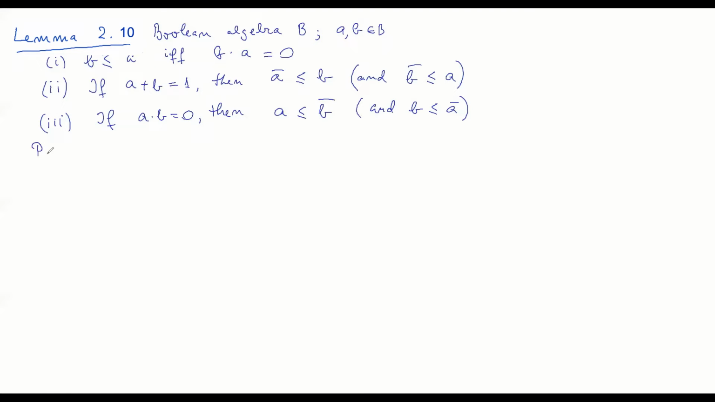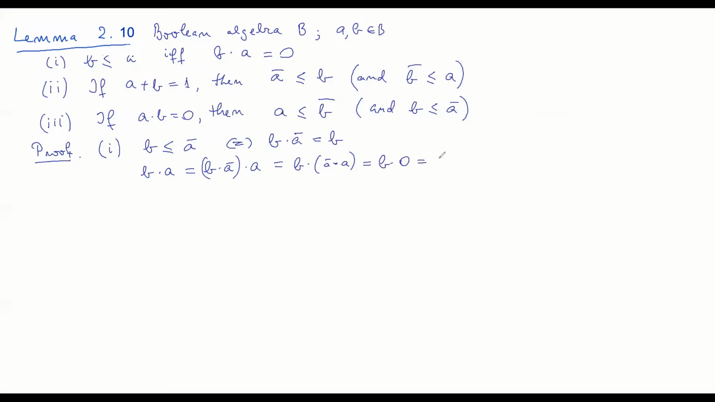And so to prove this, we focus first on the first property. We have b is smaller than or equal to a bar, and this is equivalent by definition with b times a bar equals b. In this case, if we start calculating b times a, I replace b with b times a bar, so it's going to be b times a bar times a. This is equal to b times 0, and this is equal to 0.